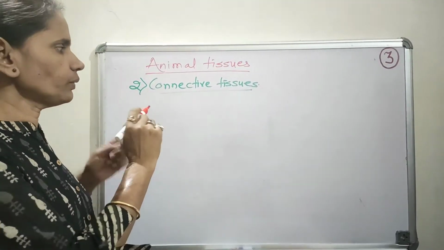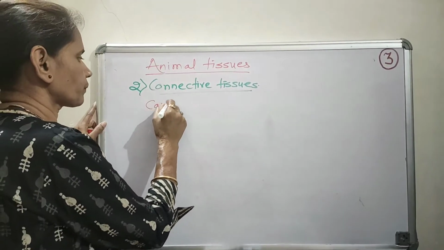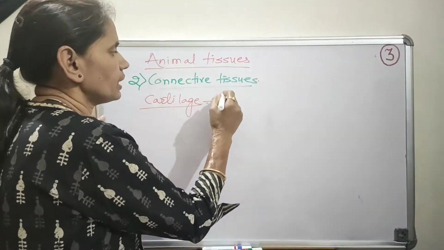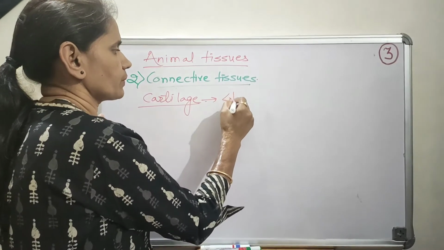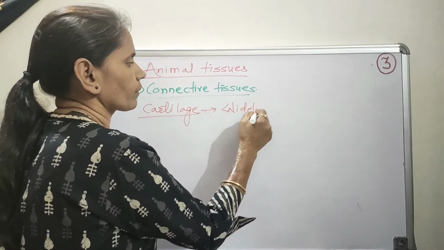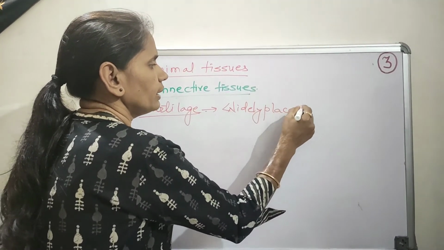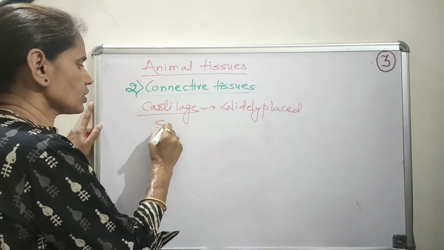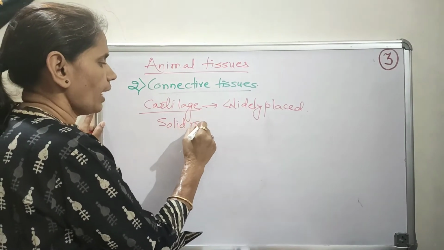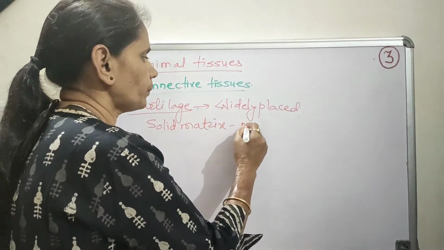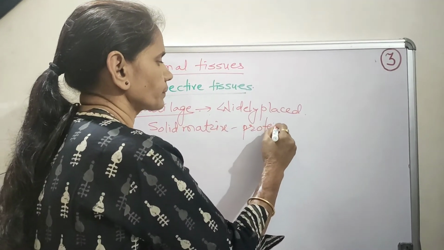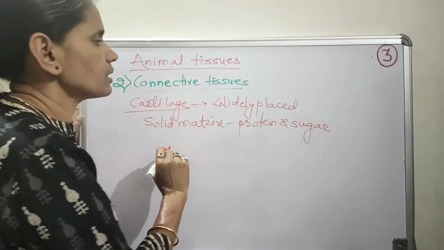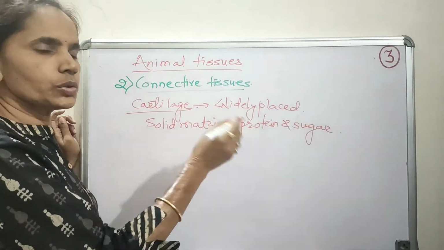The next connective tissue is the cartilage. Now in this tissue, the cells are widely spaced. The cells are embedded in a solid matrix, and it is composed of proteins and sugars. The solid matrix is composed of proteins and sugars.